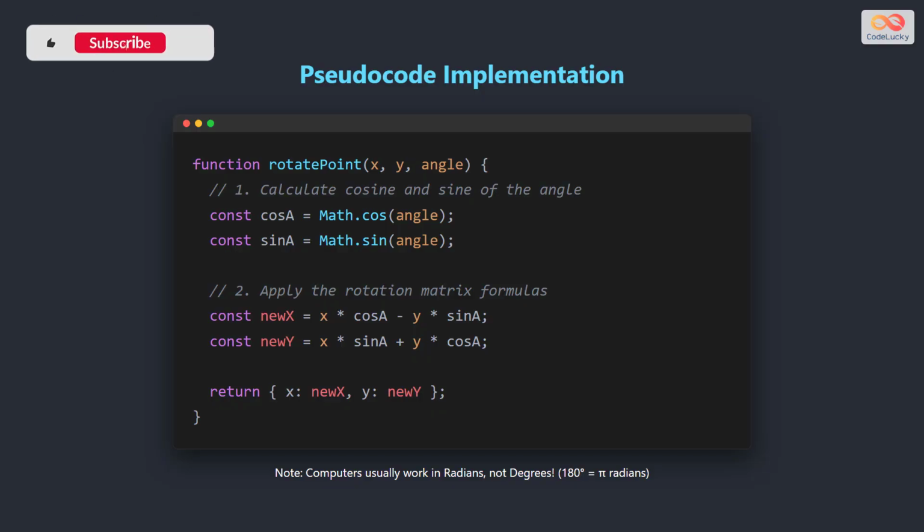In programming, this looks like a simple function. We take our x, y, and angle as inputs. We calculate the sine and cosine once, then apply the formulas to get the new coordinates. It is important to remember that most programming languages expect angles in radians, not degrees.